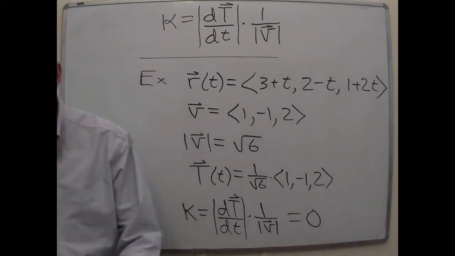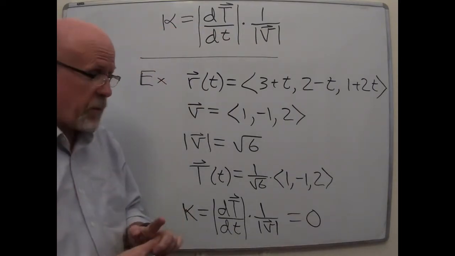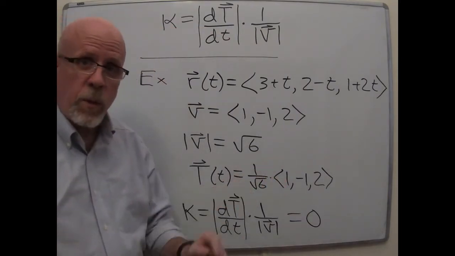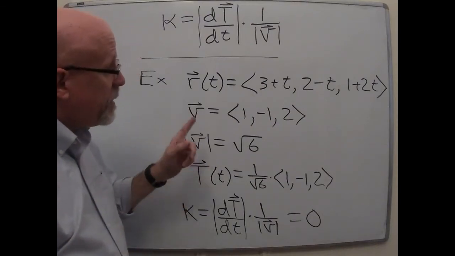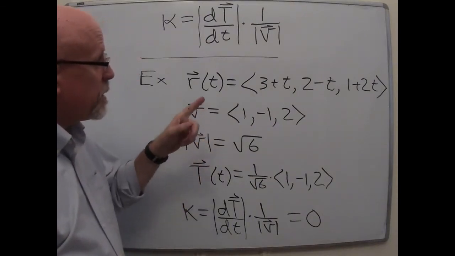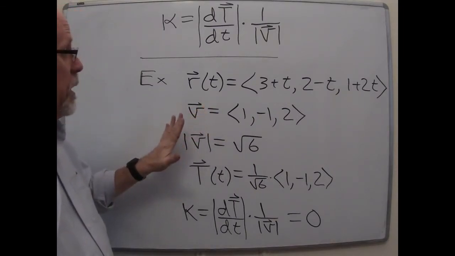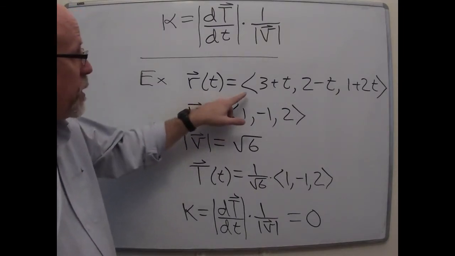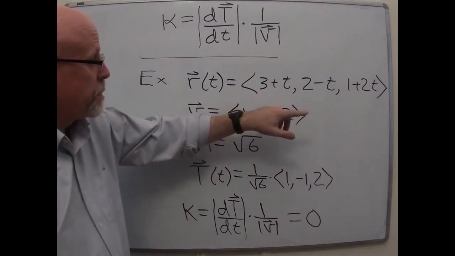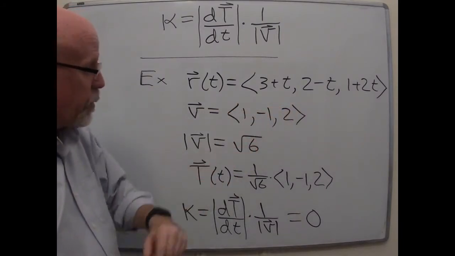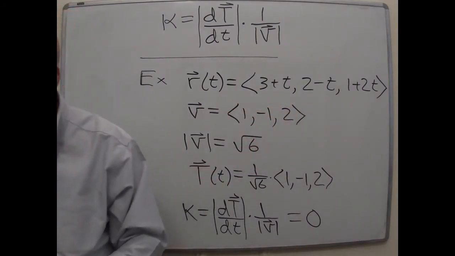I think that was something I said in the intro. If you've got a straight line motion, there's no curvature, even if the straight line motion is not at a fixed speed. So this was particularly nice straight line motion. We're moving along at, well, speed of root 6, never changing our speed.